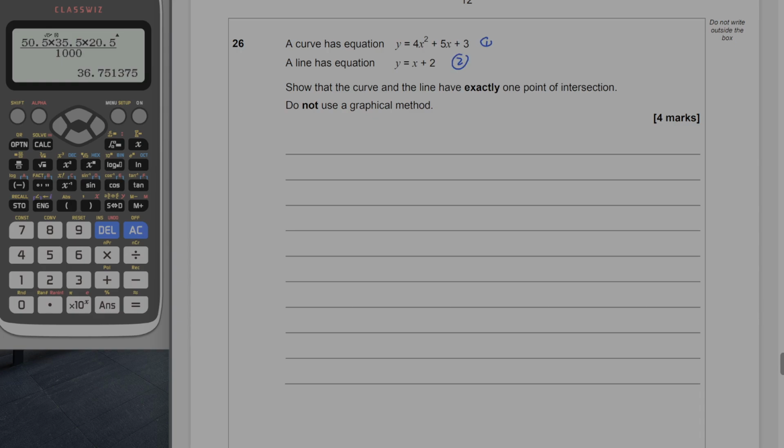So I'm going to put them together. I'm going to say that 4x squared plus 5x plus 3 is equal to x plus 2. Because they're both equal to y, I've just said that they're equal to each other. Now if I take everything over to the left-hand side, that would give me 4x squared plus 4x plus 1 is equal to 0.